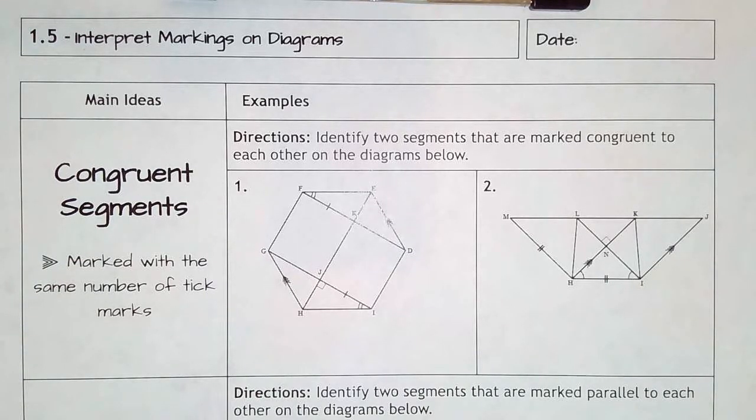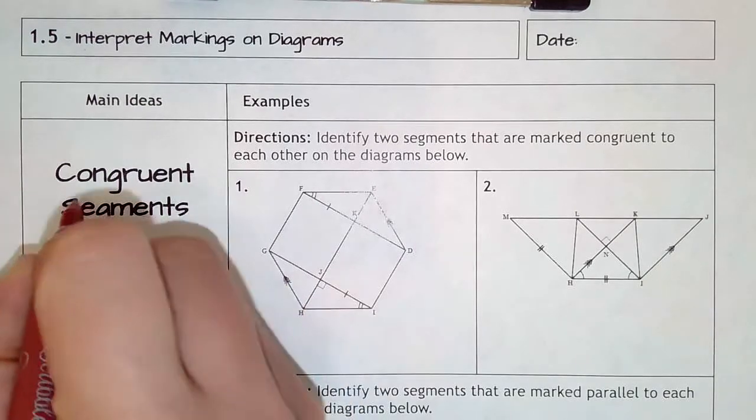This is 1.5. You're going to learn how to interpret markings on diagrams. So not only naming diagrams, objects, shapes and lines, but then being able to tell what the marks mean on the shapes. Okay, the first thing we're going to talk about is congruent segments.